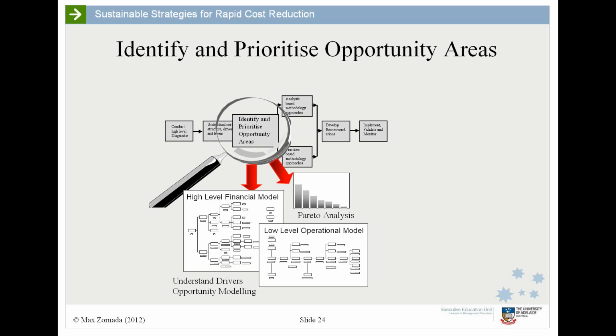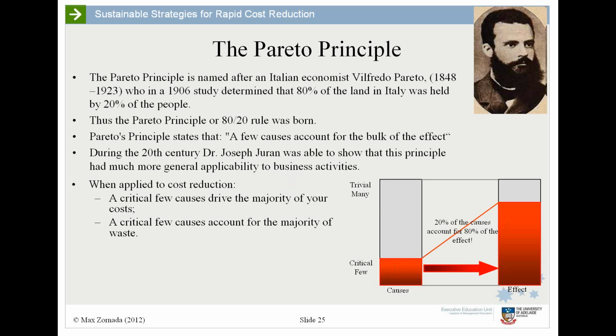We can then use that information to understand the drivers and identify the opportunities through modelling and developing different scenarios of what the business could look like. So effectively, those models give us a cost map of the whole business, and we can look at different scenarios and how we might create them. And we can apply a technique called Pareto analysis to find the areas where we're going to have the biggest impact. Now, for the benefit of those who are unfamiliar with the Pareto analysis technique, I've put together a slide that clarifies what it is.